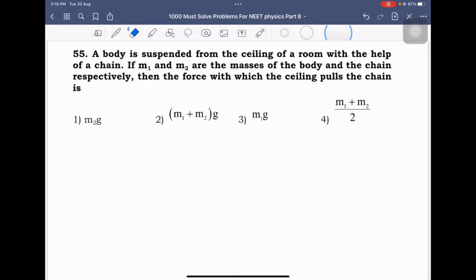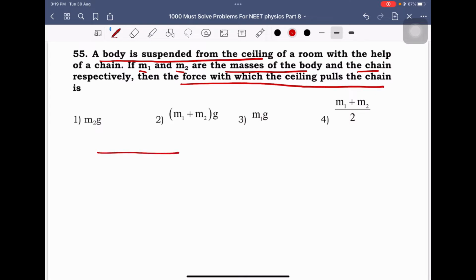A body is suspended from the ceiling of a room with the help of a chain. If m1 and m2 are the masses of the body and the chain, then the force with which the ceiling pulls the chain is... There is a ceiling here. One chain is there. One body of mass m is hung here. m1 and m2 are the masses of the body and the chain. m1 is the mass of the body, m2 is the mass of the chain. So what is the tension at this point here?